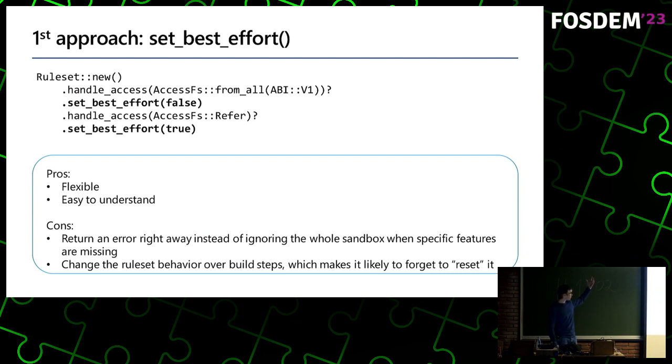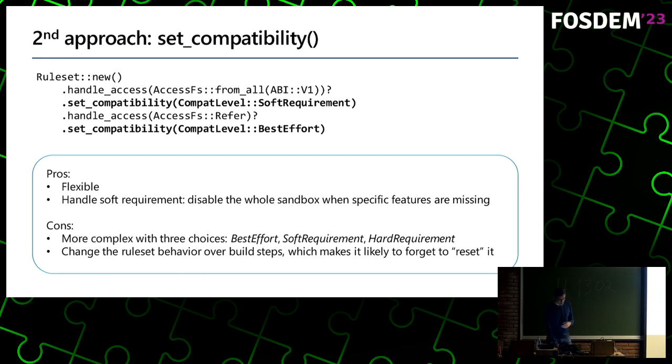In this case, that was a way to change the state of the builder over time. So this is flexible and easy to understand, but there are some corner cases, and it makes the code not really clean. Another approach was to do the same, but this time, instead of 2 states, enabled or disabled, there were 3 ways to change it: the best default way, the soft requirement, and the hard requirement. So a way to make it best default, a way to make it error out if there is any unsupported feature, and a way to disable the sandbox without error if some features were not supported.